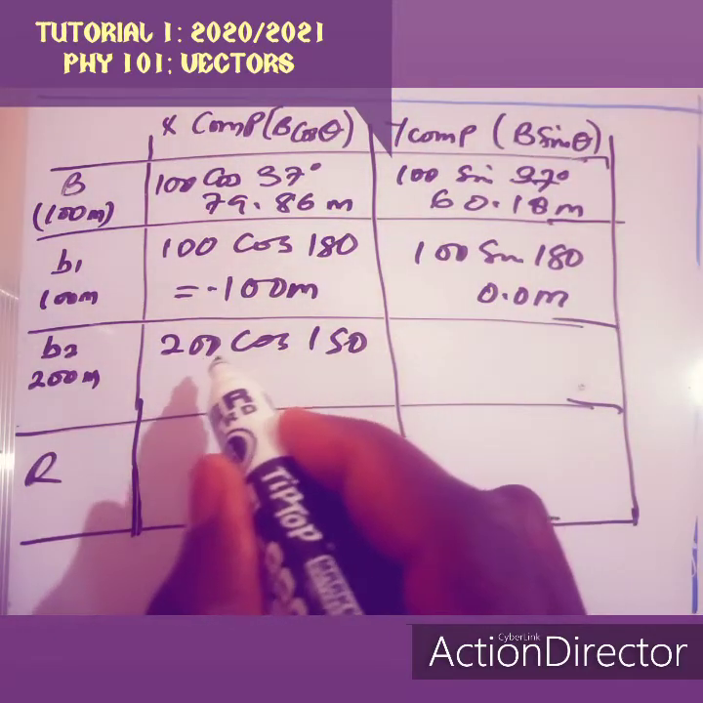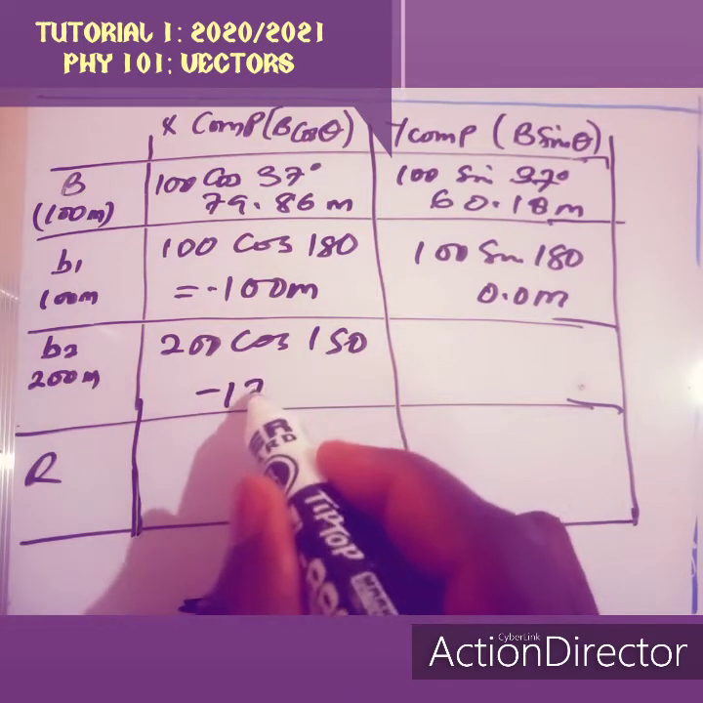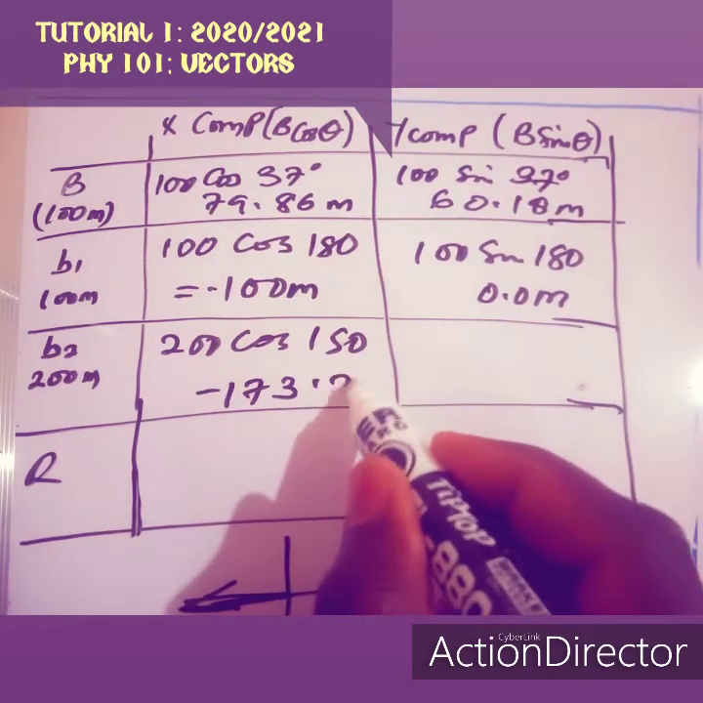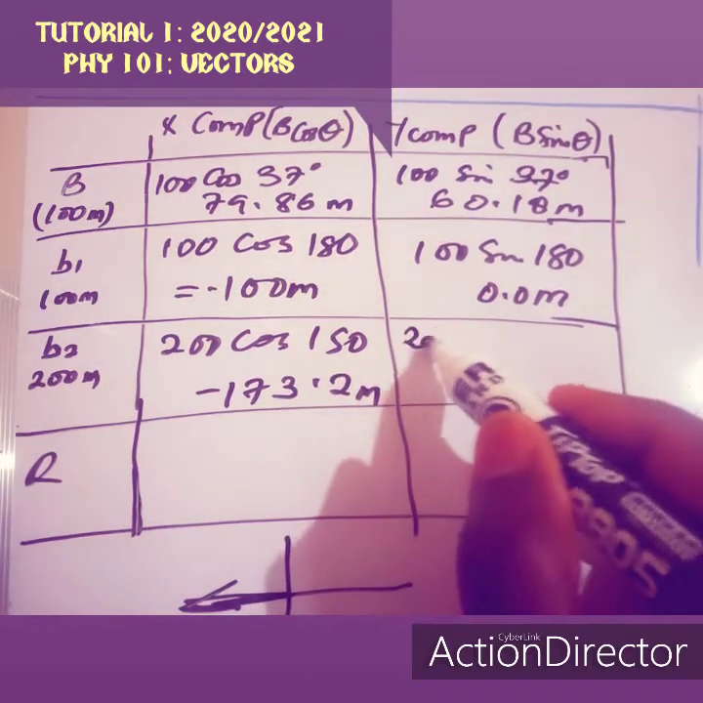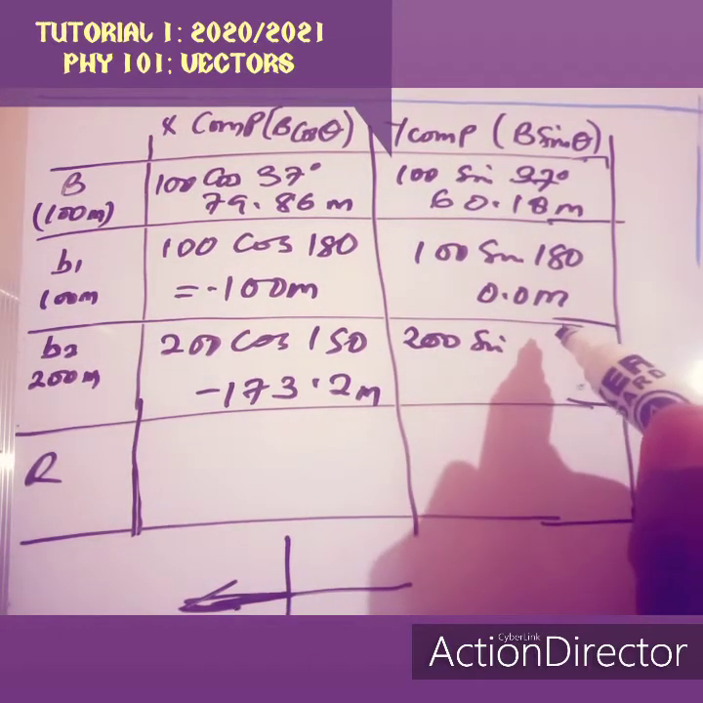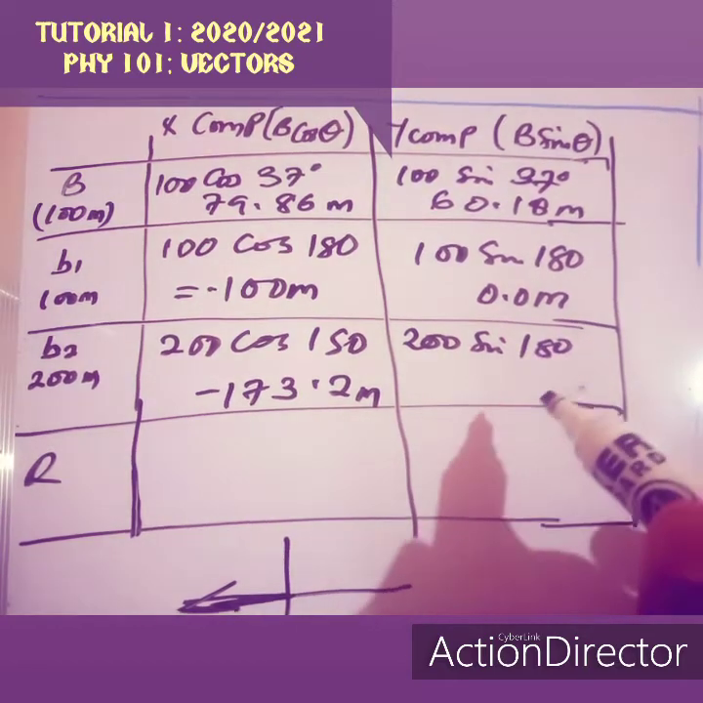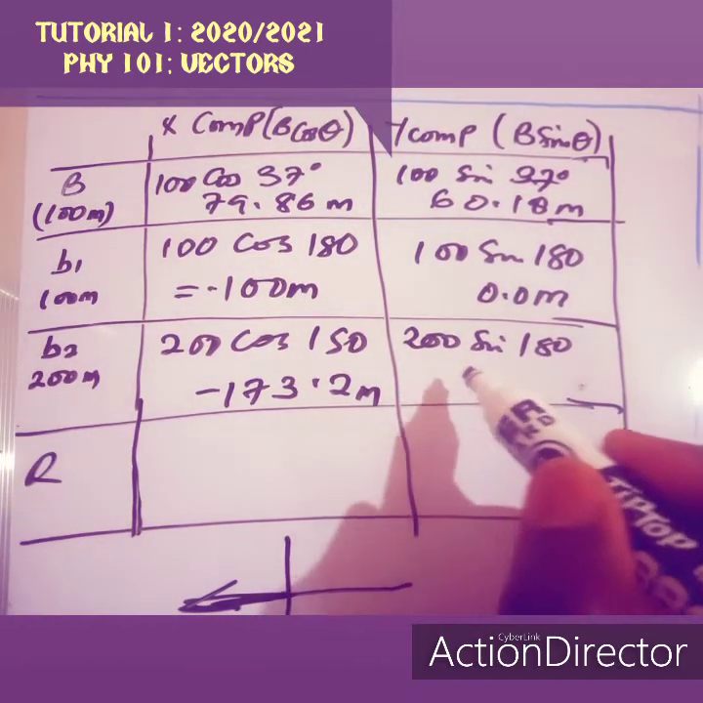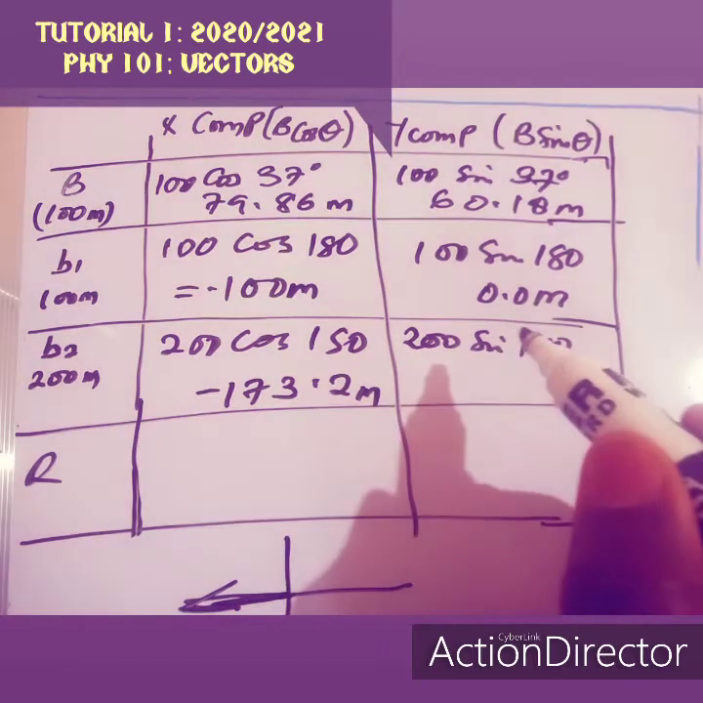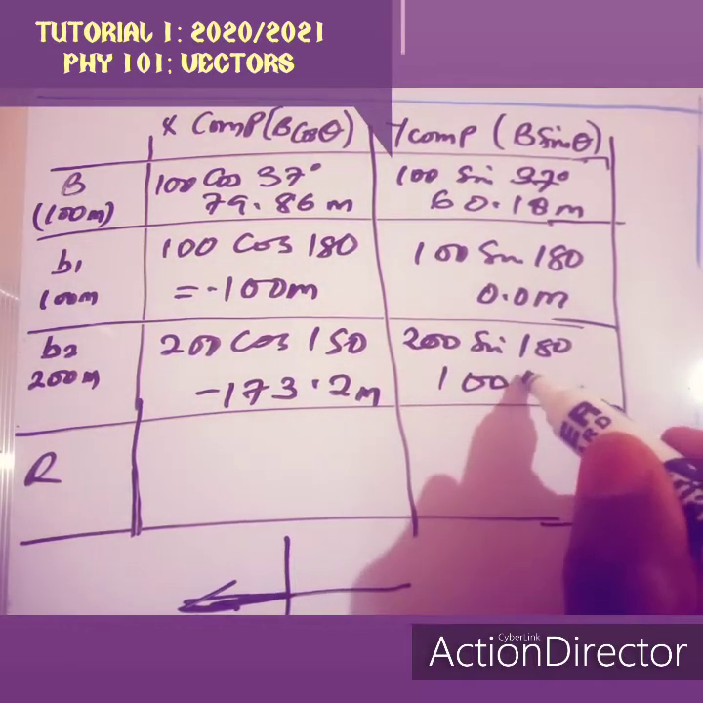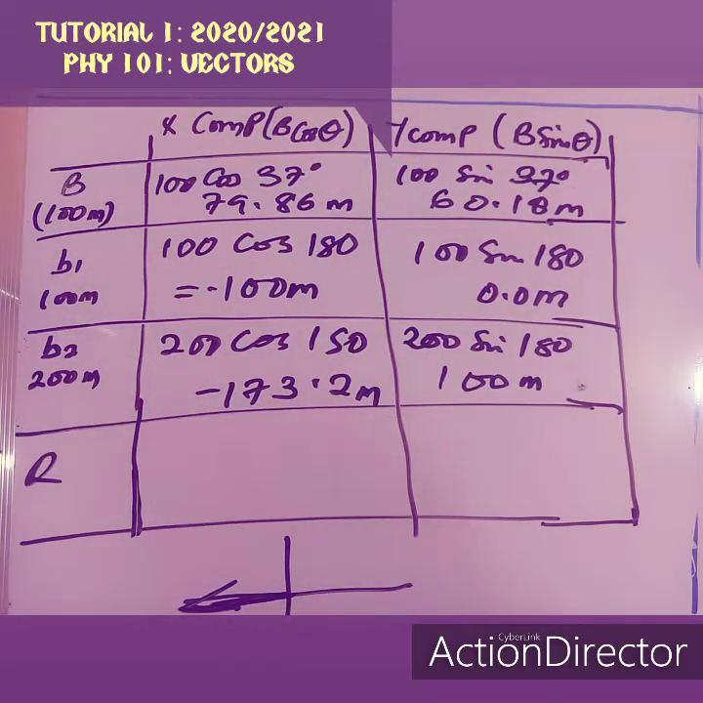So this will give us minus 173.2 meters. Then 200 sine 150 degrees, so this will give us 100 meters. Then our resultant. To find the resultant, you add these values, the values that you are getting.